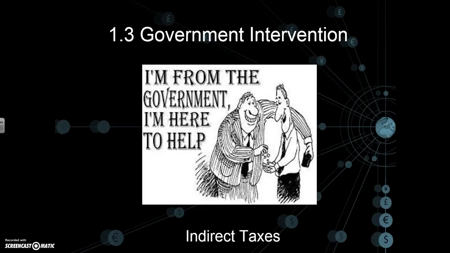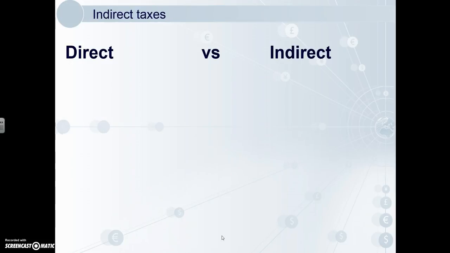Hi all, this is a lesson on section 1.3, Government Intervention, focused on indirect taxes. First, we'll look at the distinction between direct and indirect taxes. I can see two ways that the term direct is appropriate here.